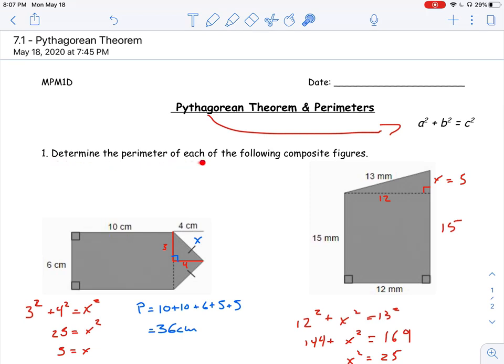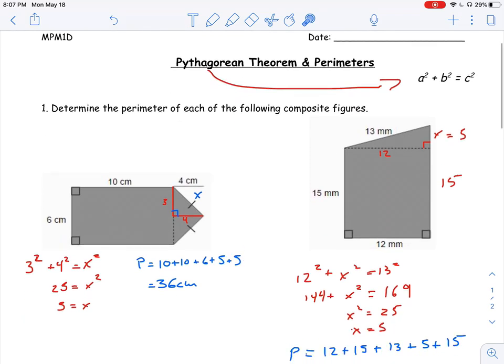Determine the perimeter of each of the following composite figures. Okay, so the perimeter is the distance around the outside of something. So my first one here, I have 6, 10, this is 10, I know this to be 6. I need to know the distance of basically this slanted line and this slanted line. Now, luckily, they are the same because it indicates with one tick mark, the same tick mark on each line.